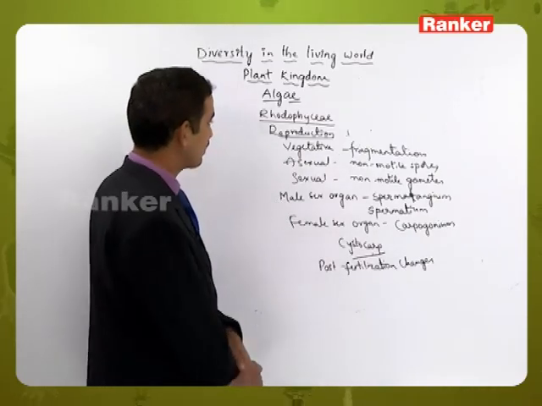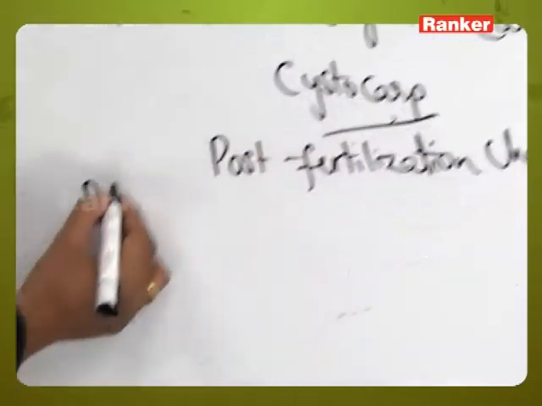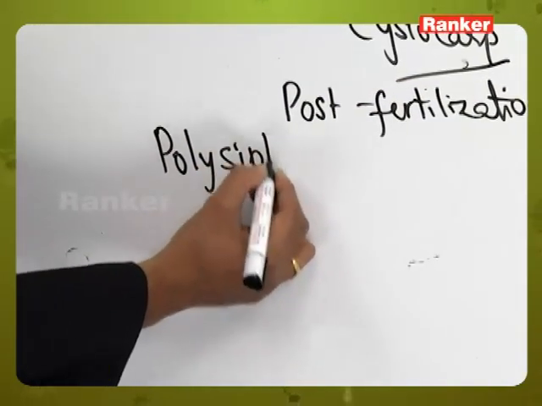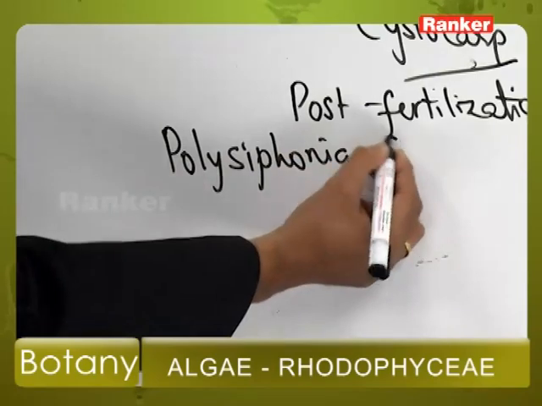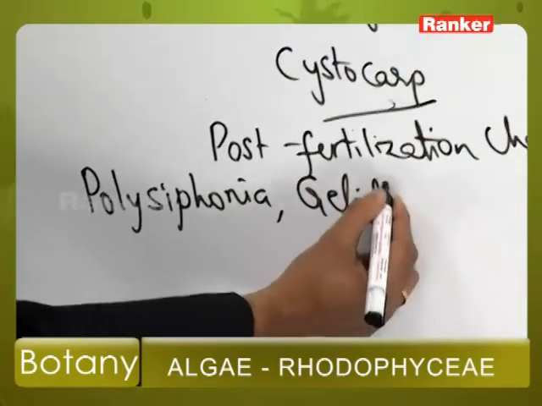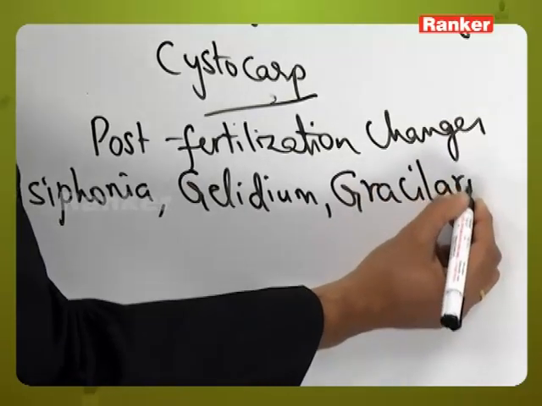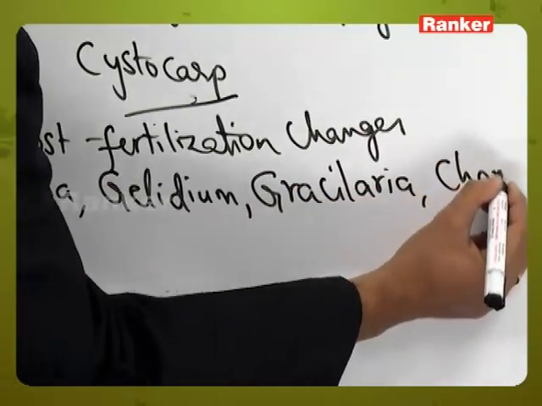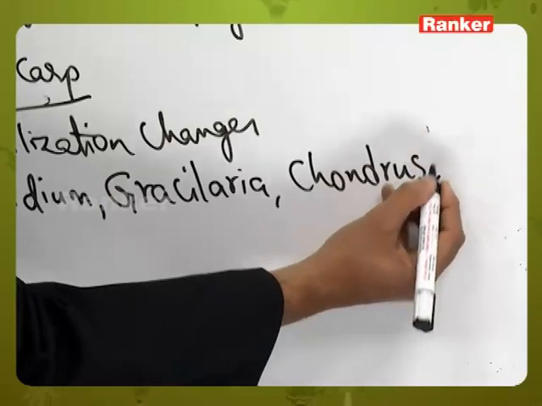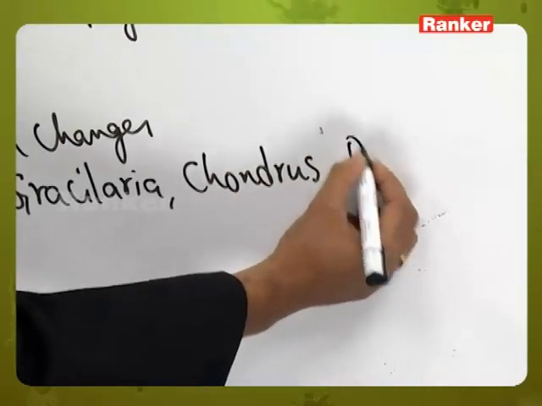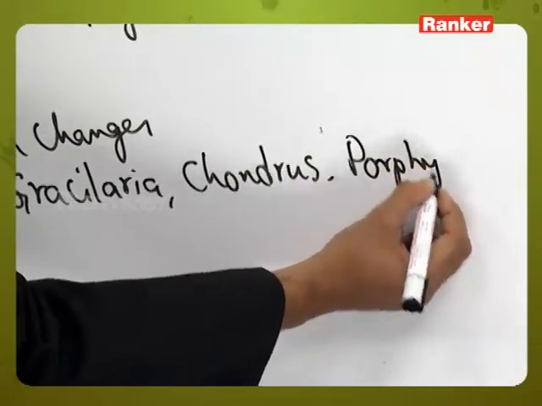Then some important members of Rhodophyceae are Polysiphonia, Gelidium, Gracilaria, Chondrus, Porphyra, etc.